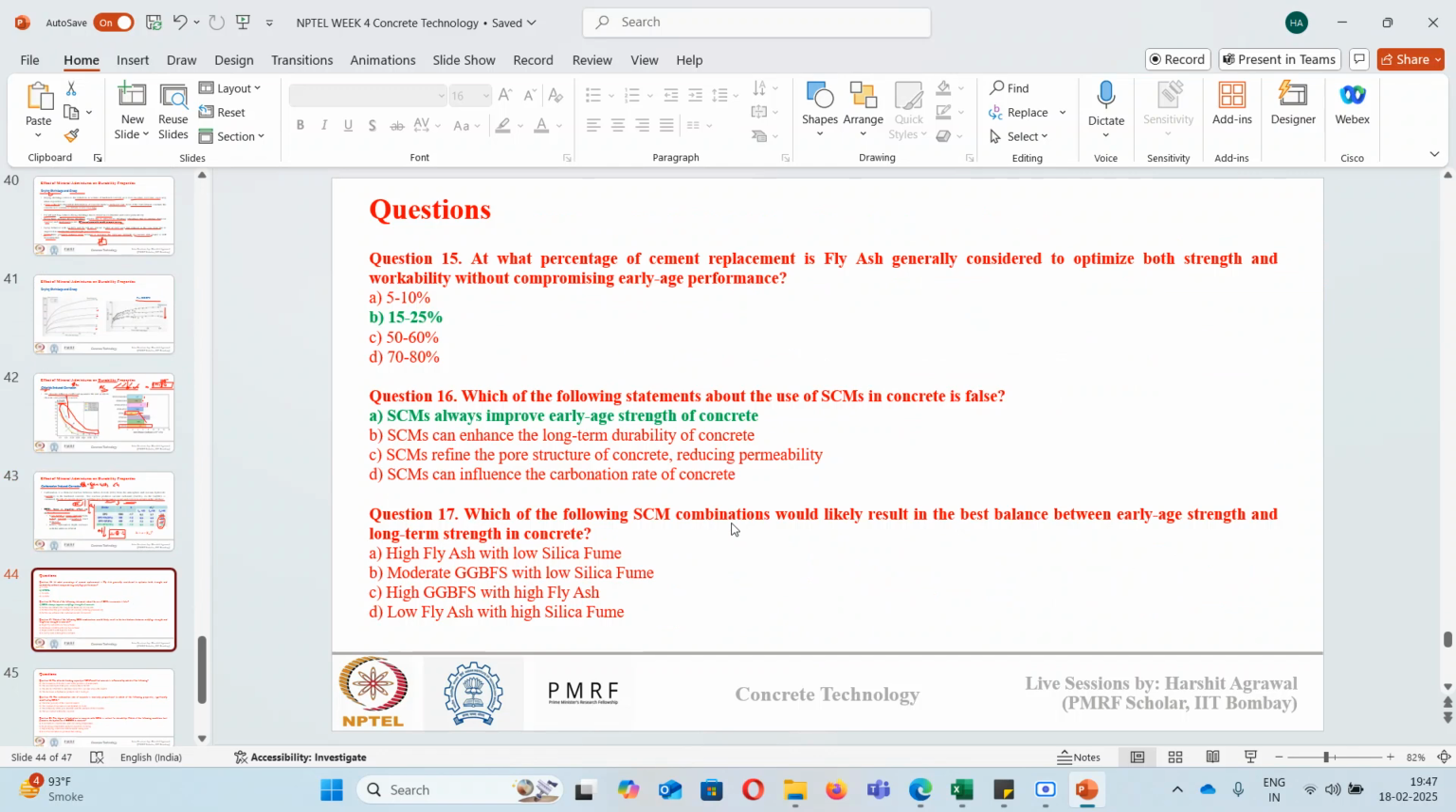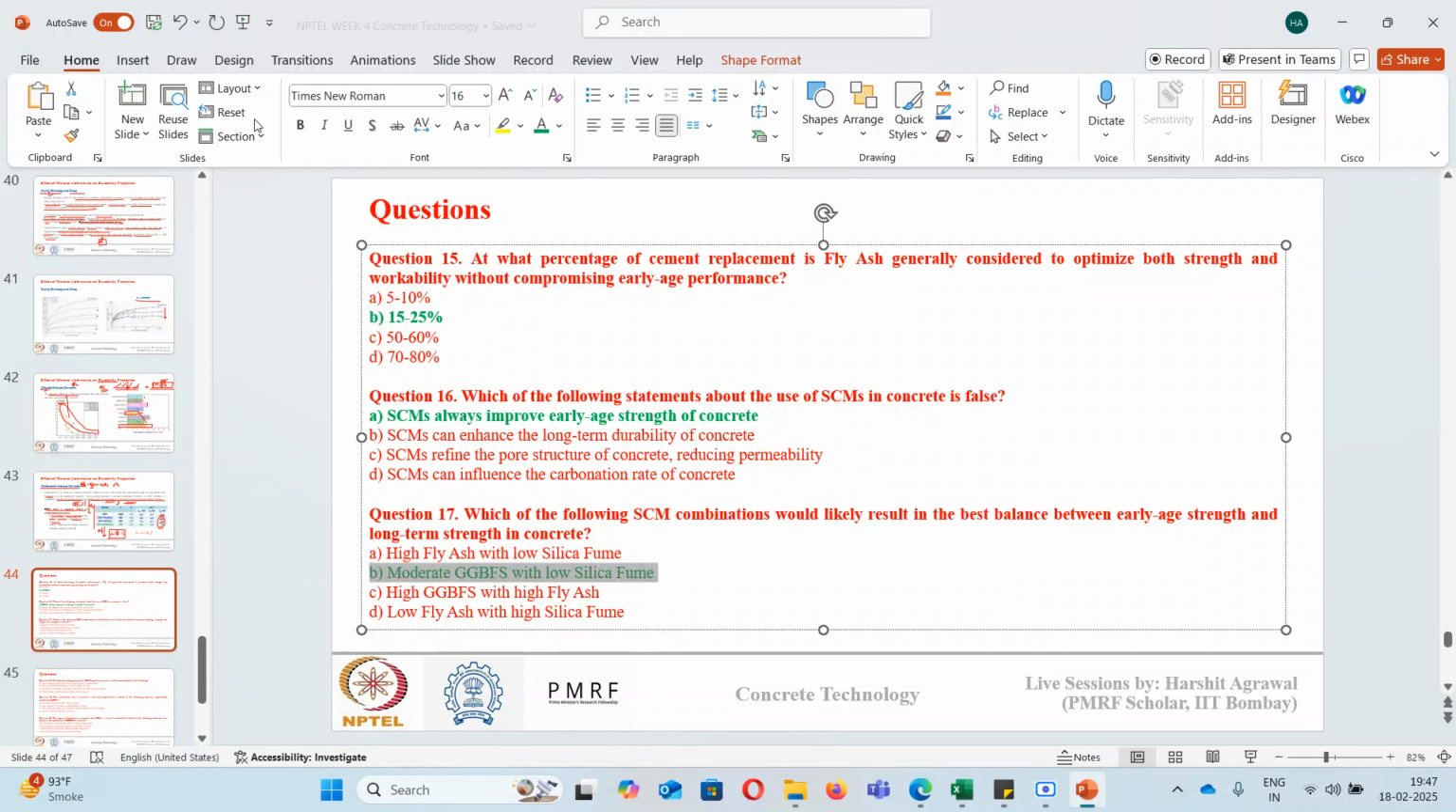Third question, which of the following SCM combination would likely result in the best balance of early strength and long term strength? So my answer can be moderate slag plus low silica fume. Why? Because my slag at moderate level, it will improve the long term strength. However, it will still allow reasonable early strength, while silica fume will have an enhanced early strength. So I will have a good fit between early strength and long strength.